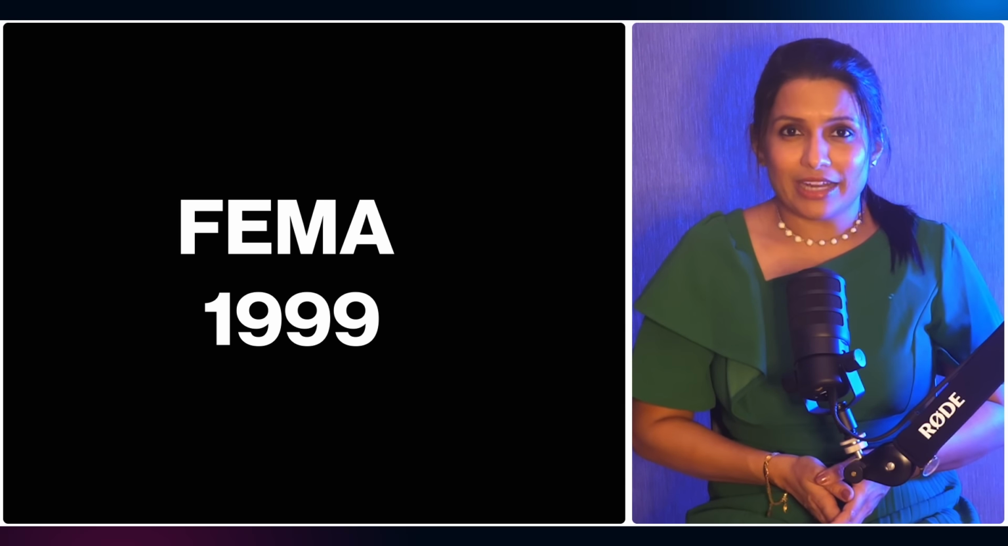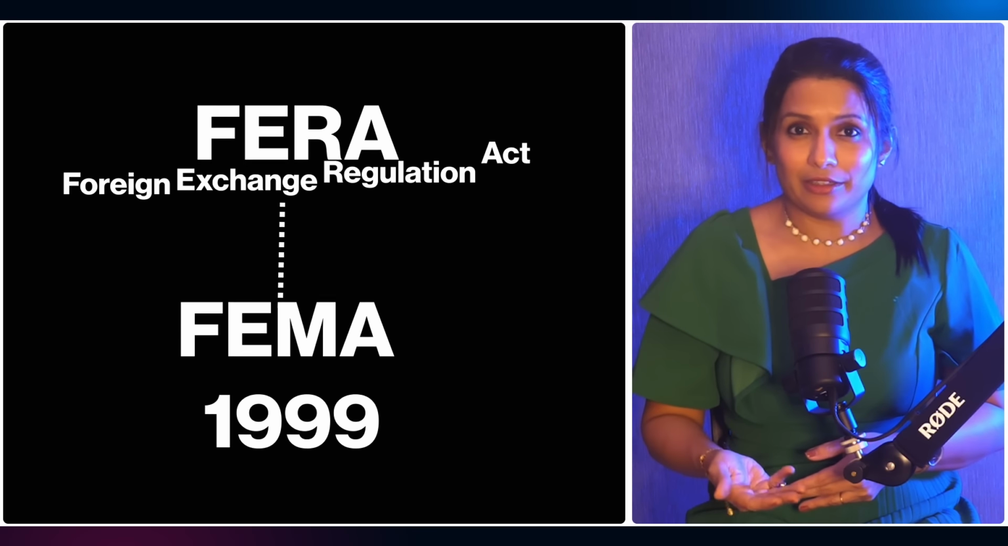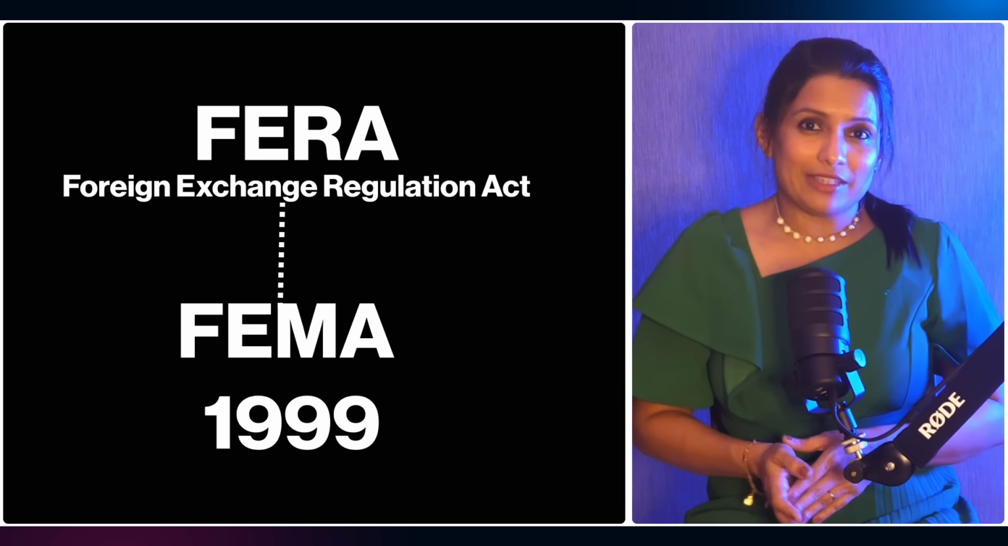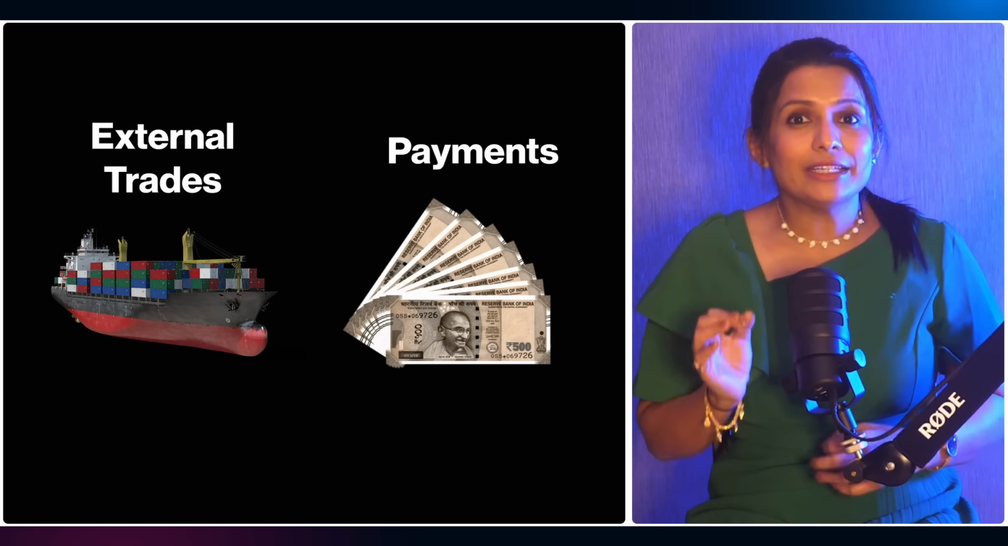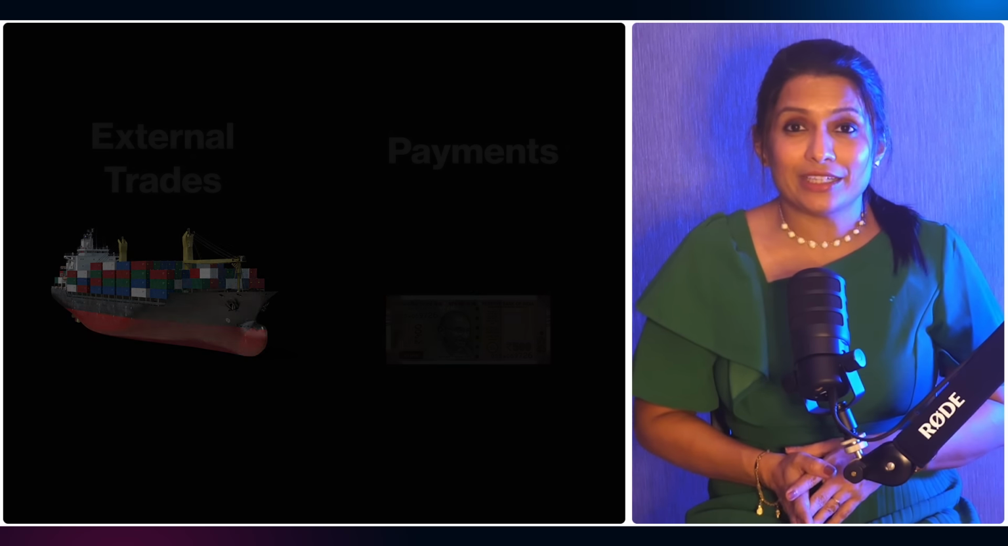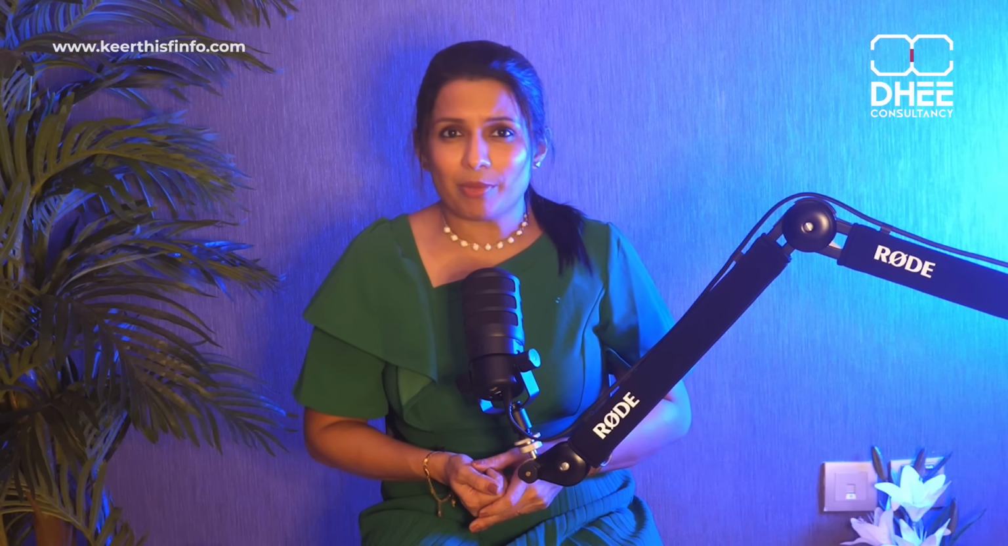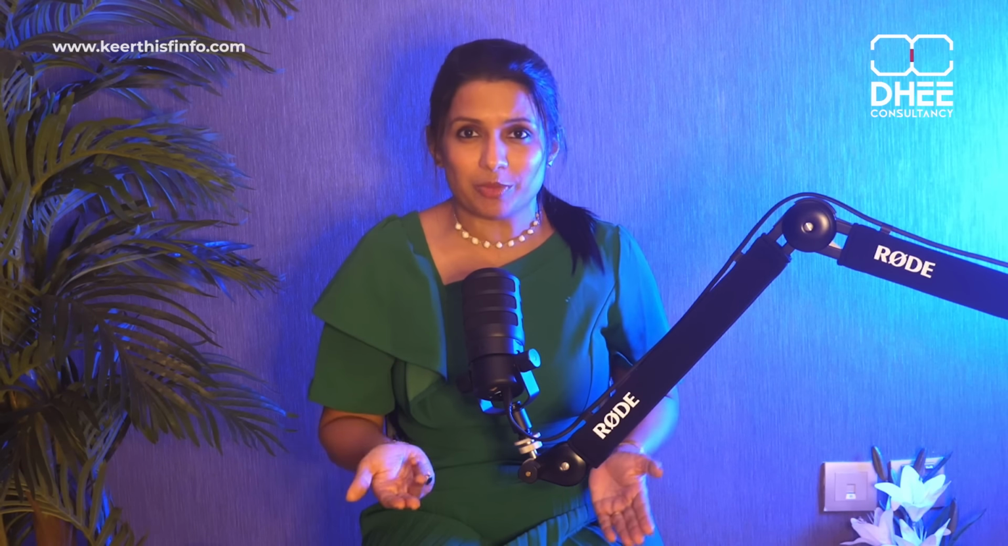FEMA, enacted in 1999, replaced the earlier FERA. Its primary objective is to facilitate external trade and payments while promoting the orderly development and maintenance of India's foreign exchange market. In the context of NRO and NRE transfers, FEMA regulations stipulate the limits on how much you can transfer, the purpose for which the transfer is allowed, and the documentation required to prove the legitimacy of the funds.